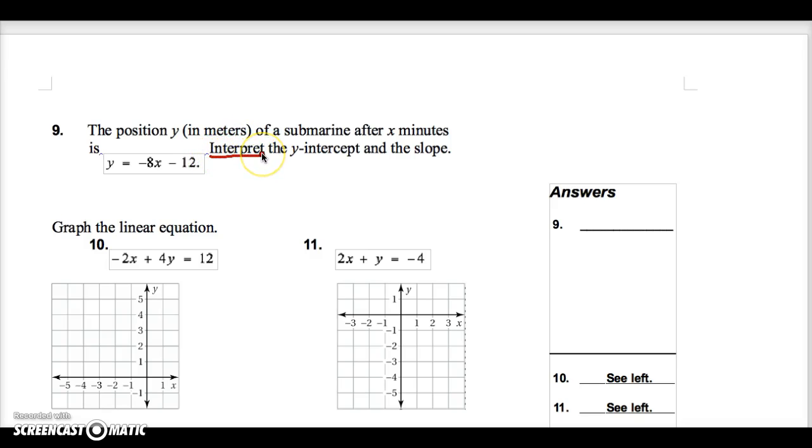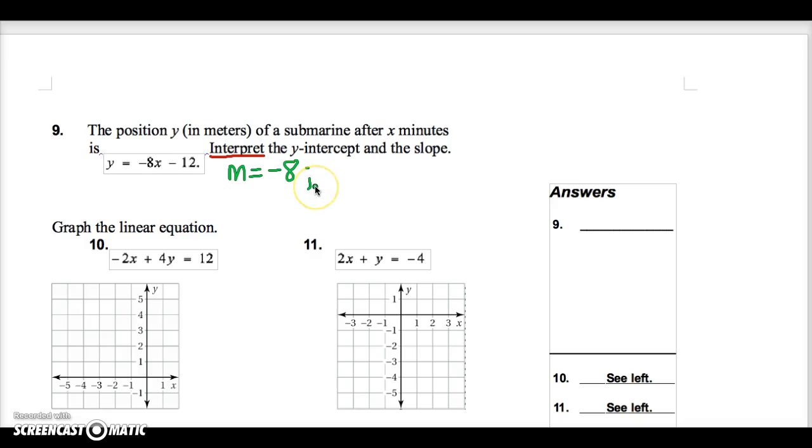So keep in mind, when I say interpret, I mean tell me what it means. What does the slope mean? What does the y-intercept mean within the context of this problem in reference to the submarine in this instance? Okay, so I notice my equation is already solved for y. So first thing I'm going to do is pick out my slope. Your slope is what's in front of the x, so that would be -8.